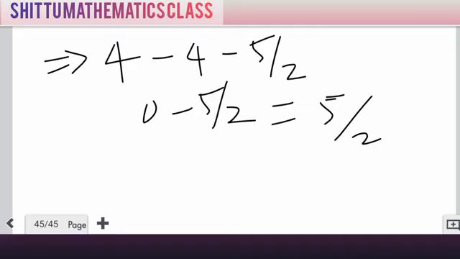So that is the end of today's lecture. So we have 5 over 2 to be a solution. No, minus 5 over 2 to be our solution.